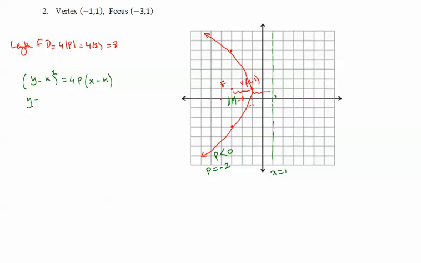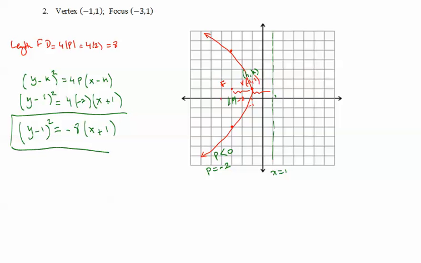So (y minus 1) squared, again this is h and this is k, is equal to 4 times negative 2 times (x minus negative 1), which is x plus 1. So here we have (y minus 1) squared equals negative 8 times (x plus 1), and this is the equation of this parabola with these 2 given conditions. And I hope this is helpful.